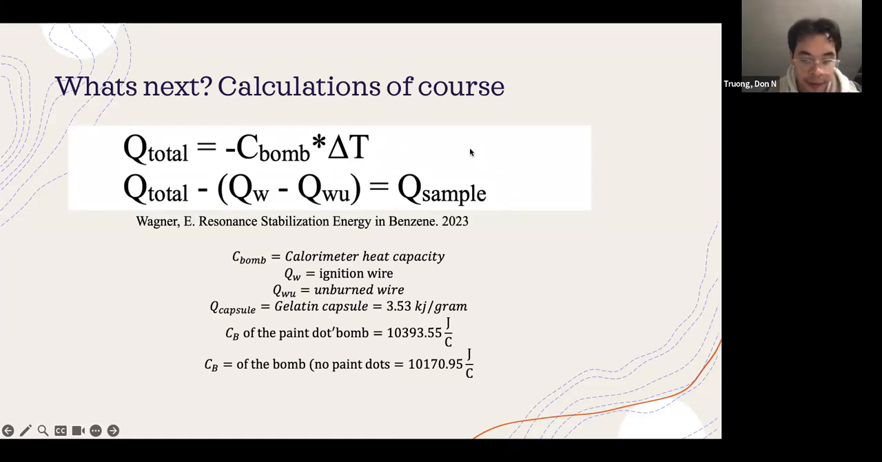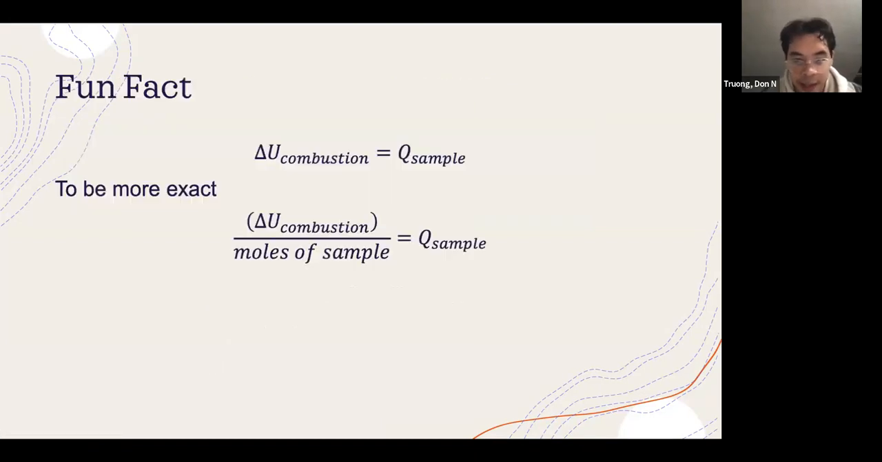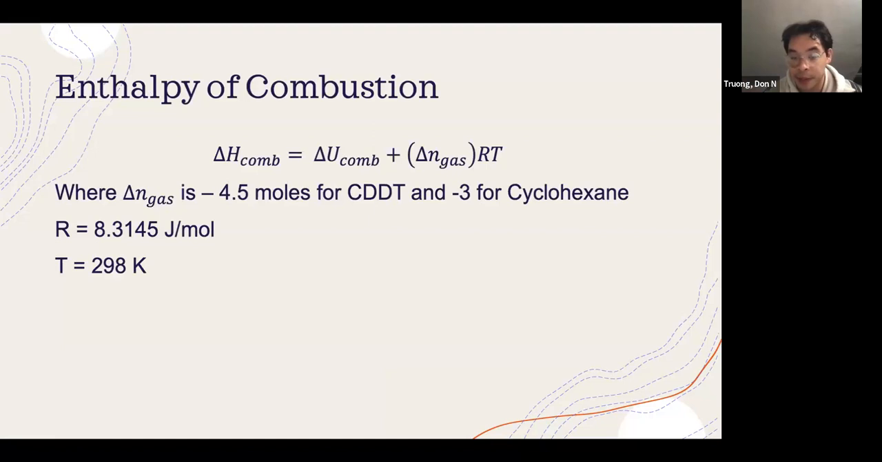So for cyclohexane, for example, we have to subtract out the heat of combustion for the gelatin sample, and that helps us find the internal energy of combustion. So we're able to relate this to, but more exactly, when you divide the internal energy of combustion by the moles of the sample, then we're able to find the heat of the sample. And this is important in order to find the enthalpy of combustion for both CDDT and cyclohexane.